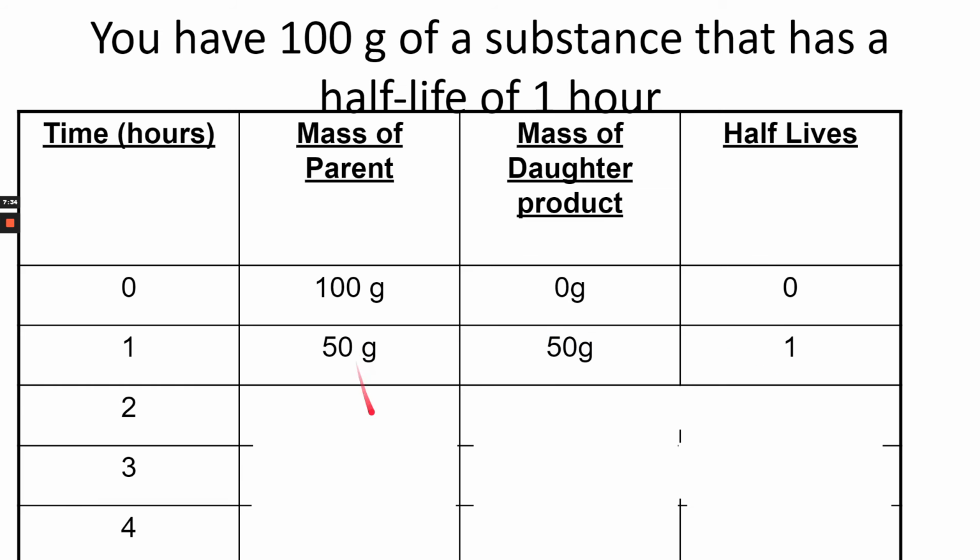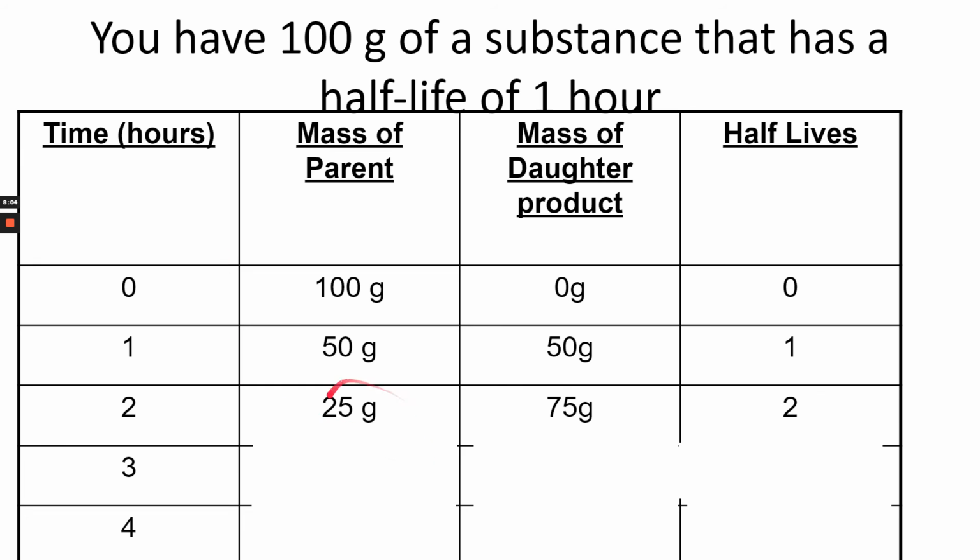Now after 2 hours, it's 2 half-lives. So it's half of this current amount of parent. So now we're going to have 25 grams. And the daughter product is now going to be 75 grams because I already had 50. Another 25 turned into daughter product, so you have 75 grams. And you have to remember, if you start with 100, you always have to keep to 100. It can't ever be less than that. So this would be 2 half-lives.